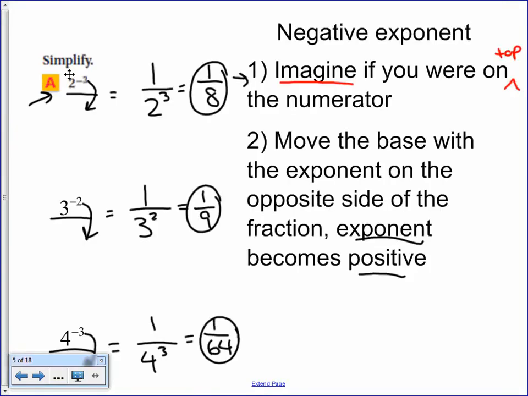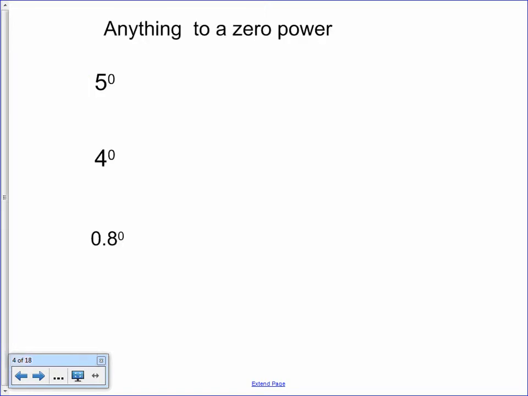So in this section, you're going to see a variety of problems. On the previous slide, we talked about what happens when you have a positive number to a negative exponent. Here we have anything to a 0 power. These ones are actually really easy. Anything to a 0 power is just going to equal 1.